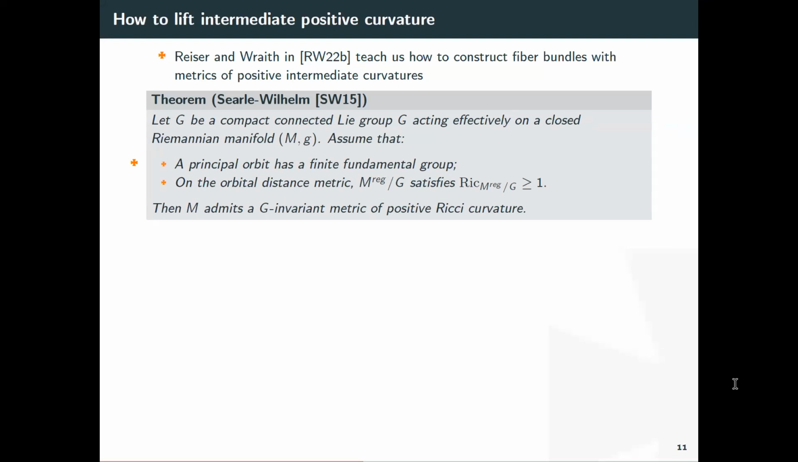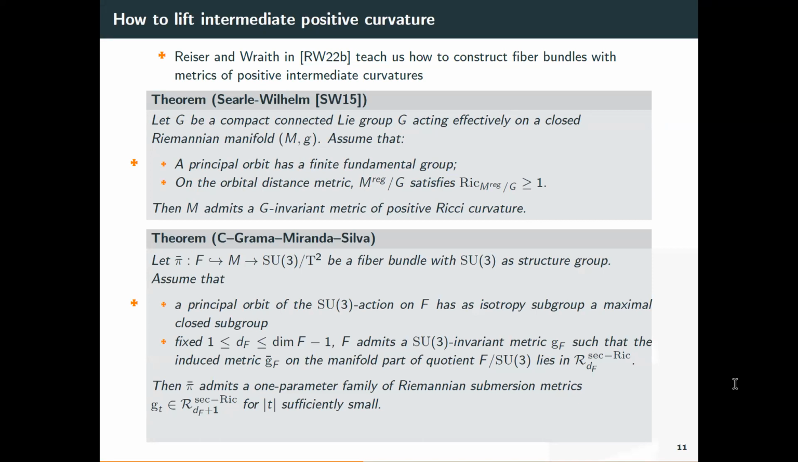And we try to combine this Razor and Race and the Searle-Wilhelm results to prove a sort of lifting for positive intermediate curvature for bundles, such that the base manifold is the Wallach flag manifold. The hypotheses are very natural in a very precise manner. So we have a fiber bundle with SU3 as a structure group, but such that the quotient is SU3 over T2. And we assume that the principal orbit of the SU3 action on the fiber has as isotropy subgroup a maximal closed subgroup. So a principal orbit has as isotropy subgroup a maximal closed subgroup.